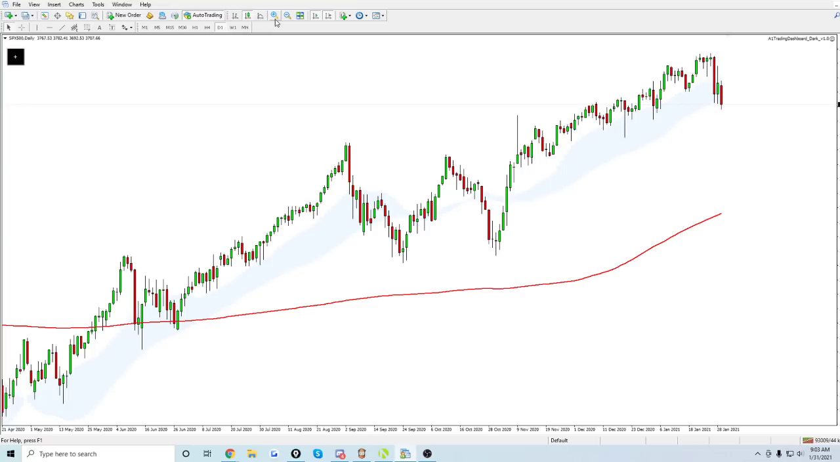It's my first year or so trading this instrument. I've never traded the S&P itself. I've always traded individual stocks or individual currency pairs.